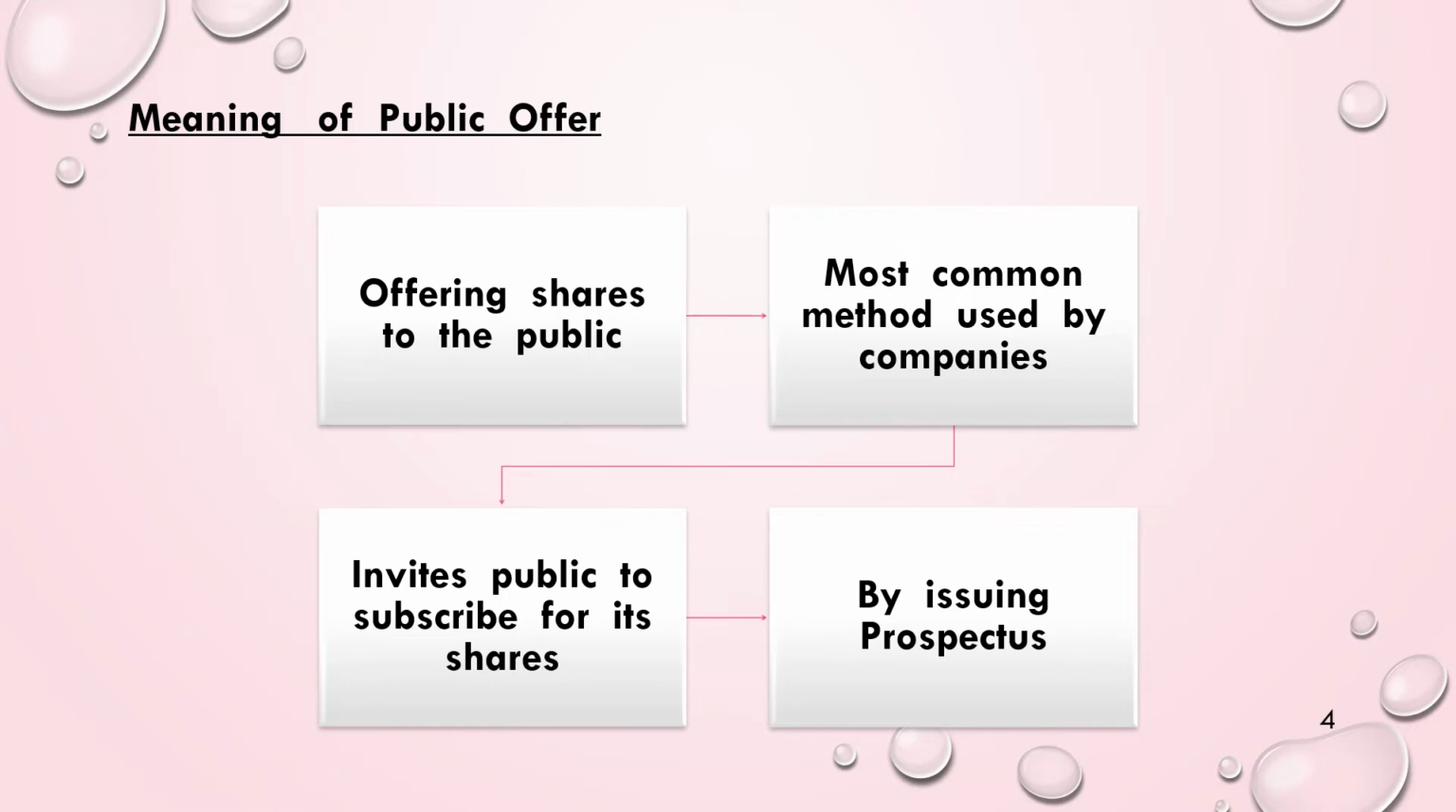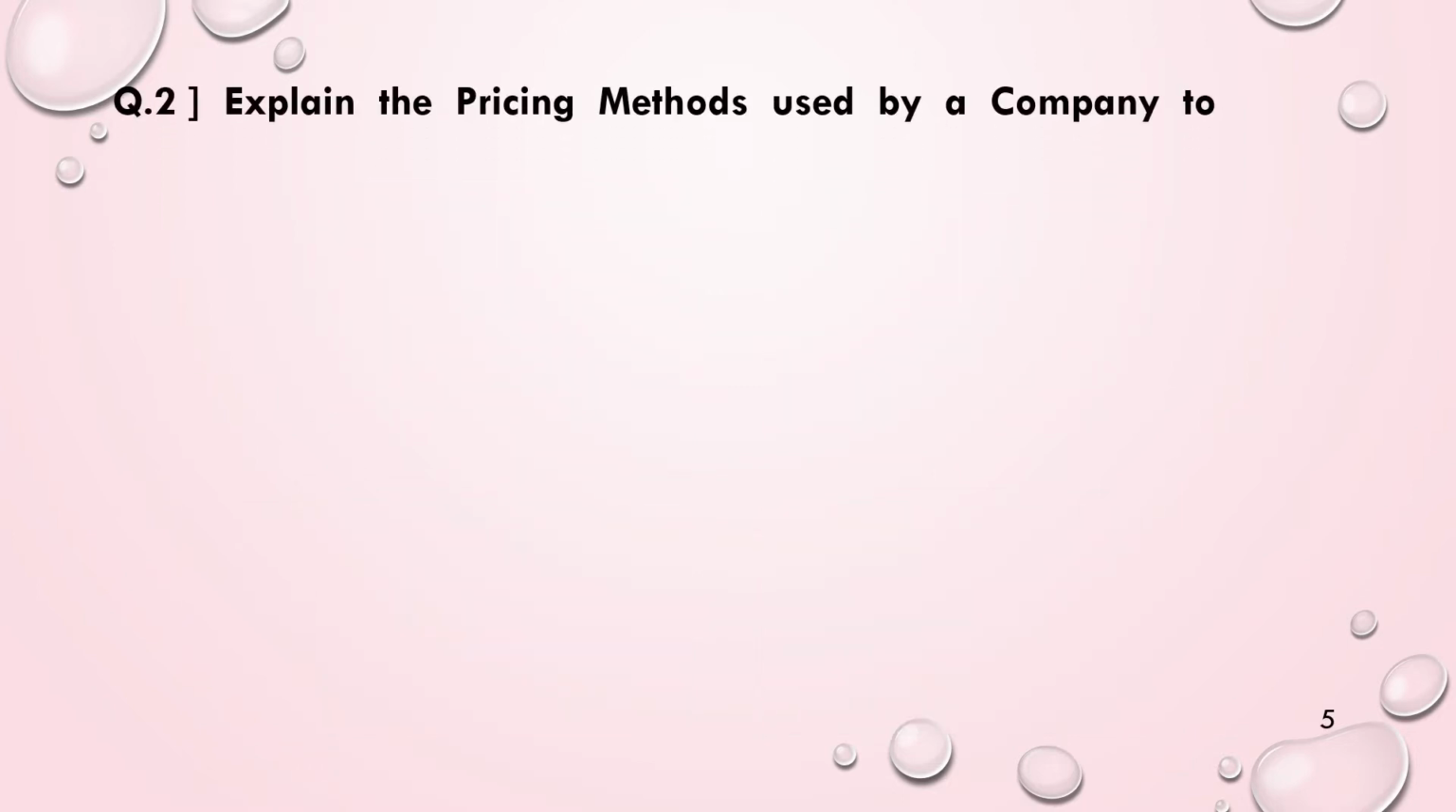Let us now move towards the first topic of today, that is question number 2. Now let us move towards our question number 2, which is: explain the pricing methods used by a company to offer shares to the public.